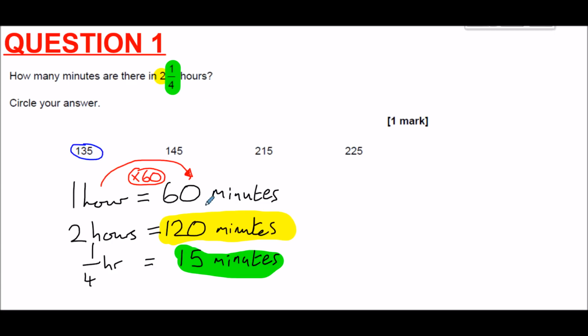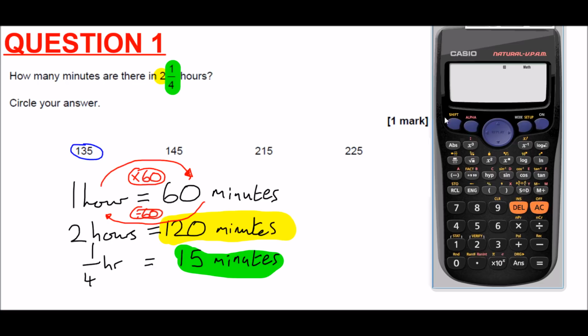And going the other way around, from minutes to hours, means doing the opposite thing. Instead of multiplying by 60, we'd be dividing by 60. But because we want to change from hours to minutes, what we could do here is type in 2 1/4 as a mixed number on the calculator. I'll show you how to do that now. Shift fraction button, type in 2 1/4 and multiply that by 60. Again, no surprise, we get 135. So a few different ways of doing question 1, but the overall answer we need to circle is 135.